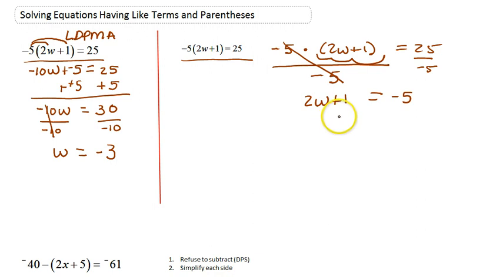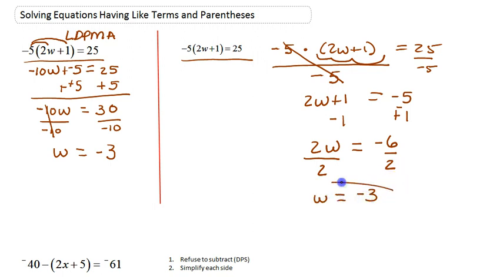Now I'm going to undo adding 1. So I'm going to subtract 1 from both sides. Well, if I add the opposite, I get 2w equals negative 6. I'm going to divide both sides by 2, and I get w equals negative 3. Notice I got the same solution on both sides.